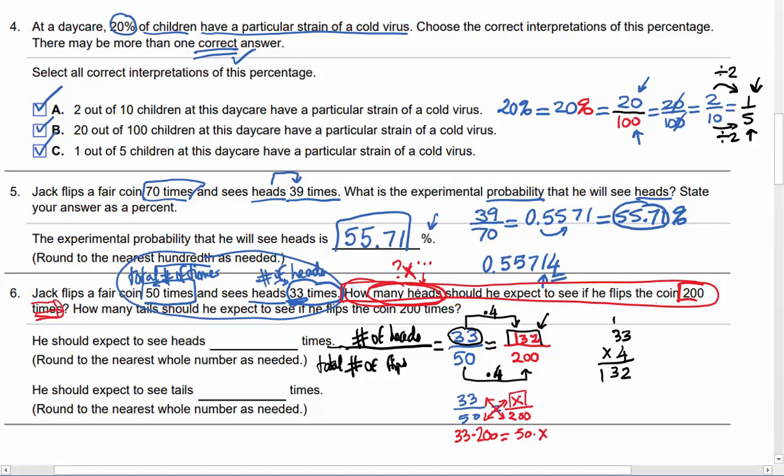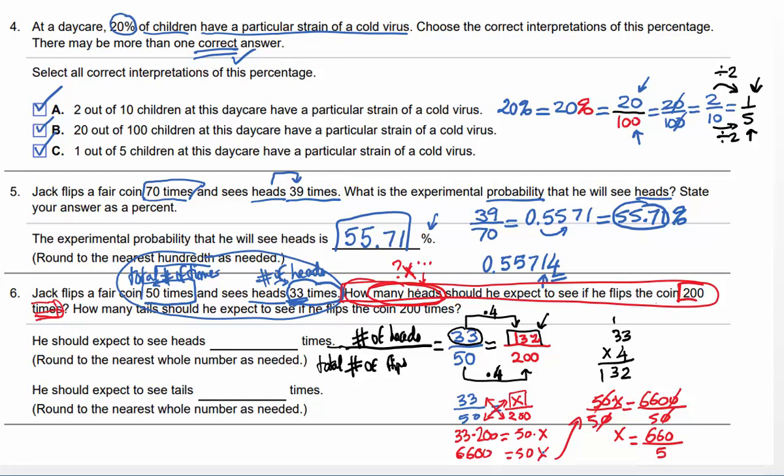So now the right hand side, 33 times 200 is 6,600, and that's 50 X's. So to solve for X, you have 50X is equal to 6,600, divide both sides by the number timesing X, divide by 50, and you get that X is, and get rid of one little zero, 660 over 5, and you will get that your answer will be indeed 132. That's how many heads he should expect to see if he flips the coin 200 times. So X over here would be 132, done both ways.